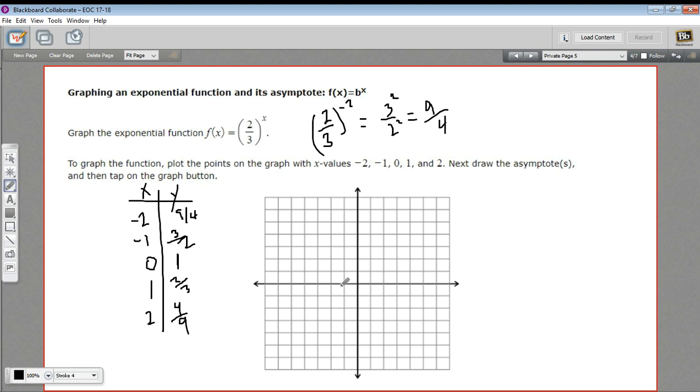Let's go ahead and plot these points. So -2 and 9/4 is going to be a little bit over 2 here, and -1 and 3 halves, so that's 1.5, and 0 and 1, so that's right there, and 1 and 2/3, it's right there, and 2 and 4/9, so about 1/2. So what it looks like to me is it's slowly approaching the x-axis down here. So I'm going to go ahead and sketch in an asymptote. And you'll draw that as a dashed line. I'm going to put it as a red line.